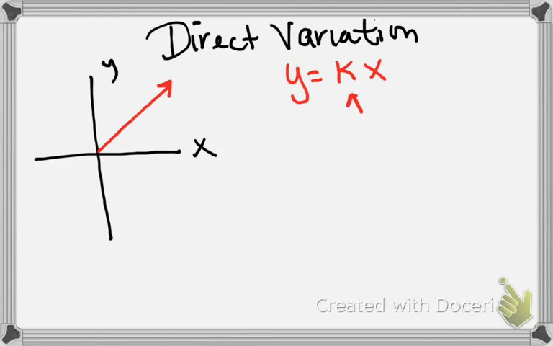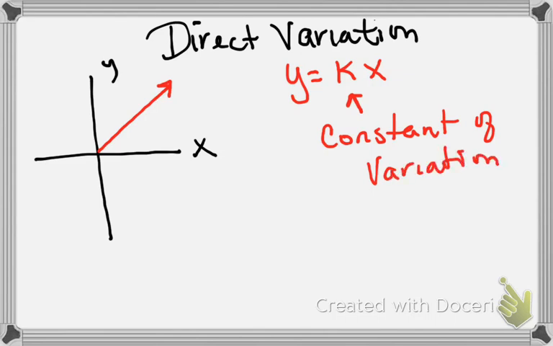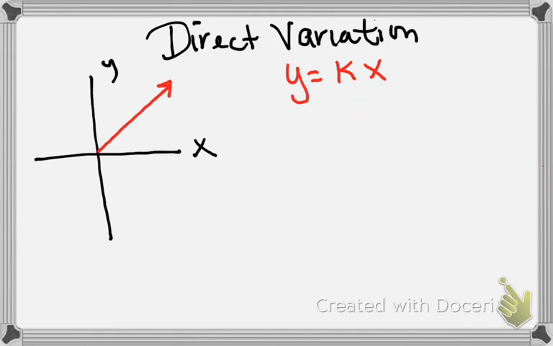All right, and that k represents the constant of variation and constant of proportionality. That's what it means. All right, so k can be found by... k has its own little equation. K is y over x.